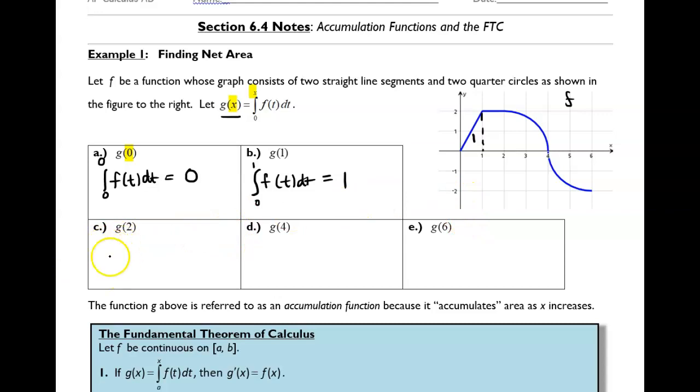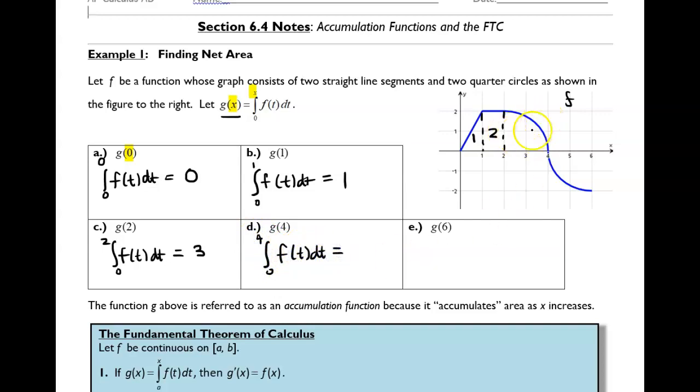g of 2 means I will integrate from 0 to 2, f of t dt. So now I'm going to add on this rectangle that has an area of 2. So I have 1 plus 2, which is 3. g of 4 means I'm going to integrate from 0 to 4, f of t dt.